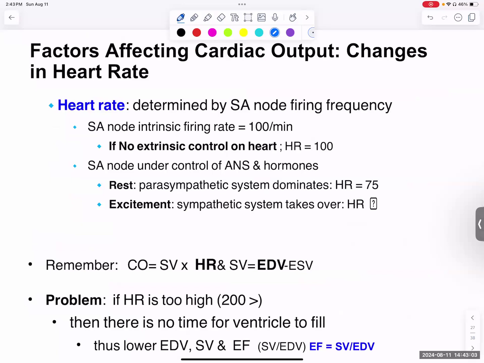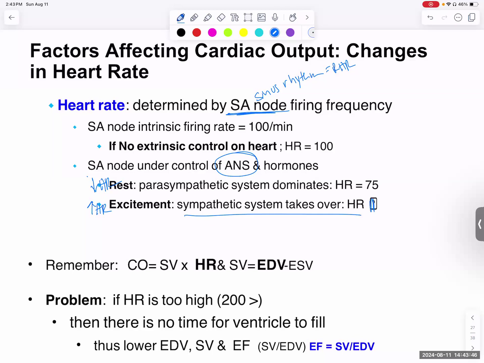So factors affecting cardiac output: changes in heart rate. Heart rate's determined by the SA node. This is your sinus rhythm. That's just your resting heart rate. It's a firing frequency. The SA node fires however many times, depending on what your resting rate is. But the SA node also has autonomic nervous system and hormone adrenergic receptors. And so it can increase or decrease the SA node firing, basically increasing and decreasing heart rate.